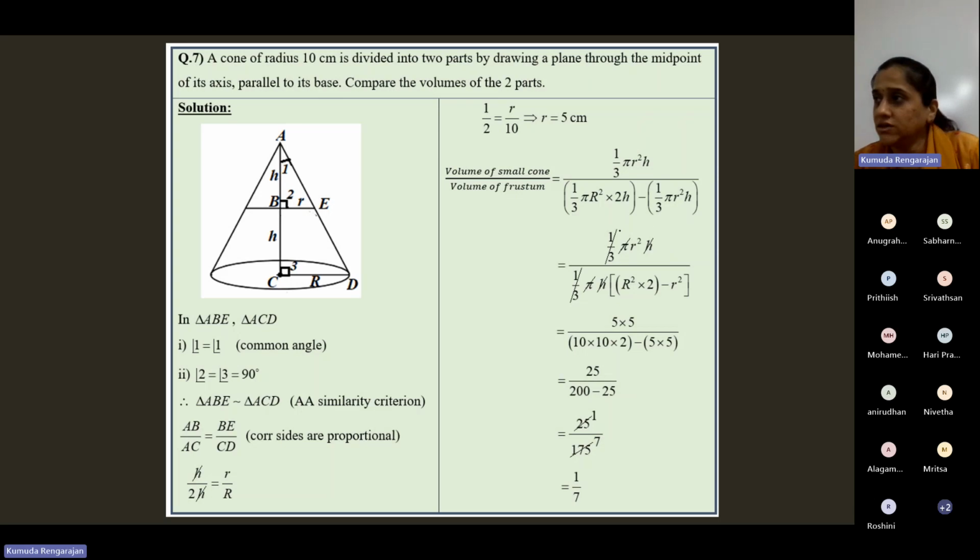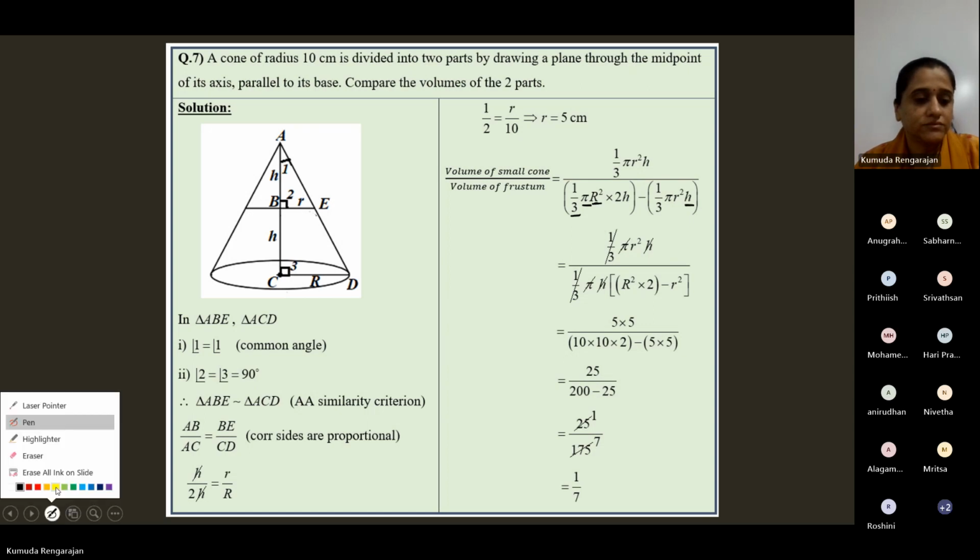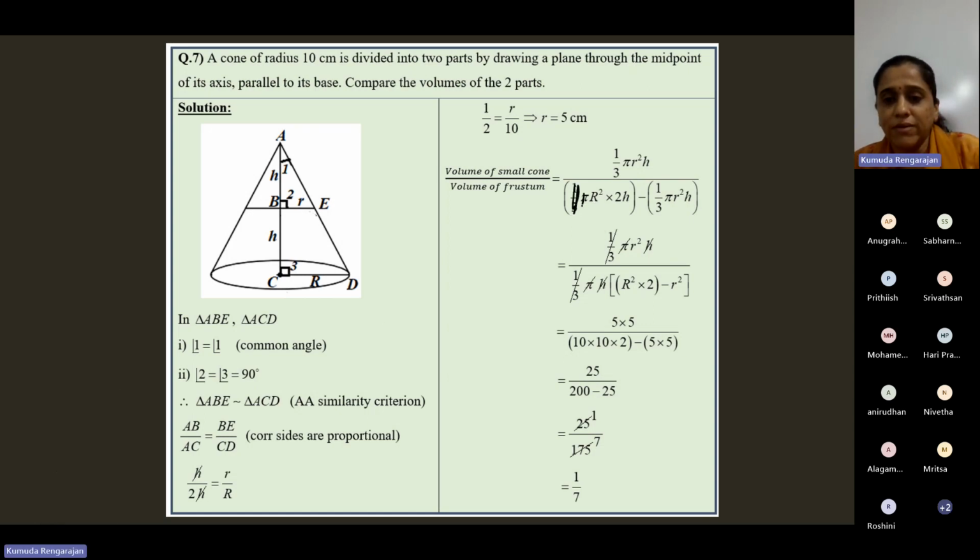So take out common in the denominator 1 by 3 pi and h. 1 by 3 pi h is common. So in the bracket you will have r square into 2, minus, 1 by 3 pi h is common, so we'll have minus r square. Whatever is common, don't write it. Write the remaining in the bracket.